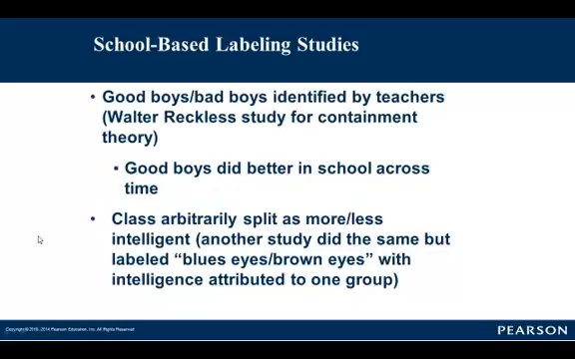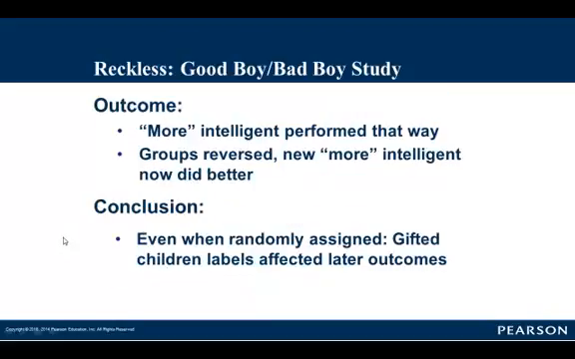Reckless's school-based labeling studies, the good boys, bad boys. Good boys did better in school across time. They arbitrarily split them as more or less intelligent, and intelligence was attributed to one group, and the more intelligent performed that way. Groups reversed, and the new more intelligent also did better. So even when they were randomly assigned, gifted children labels affect later outcomes, as well as remedial labels too.